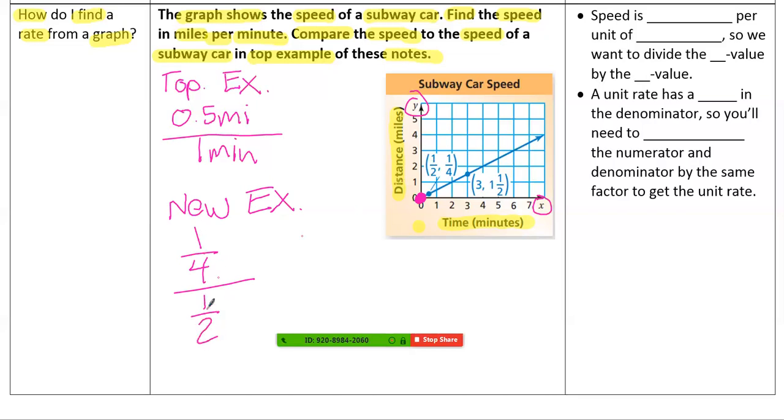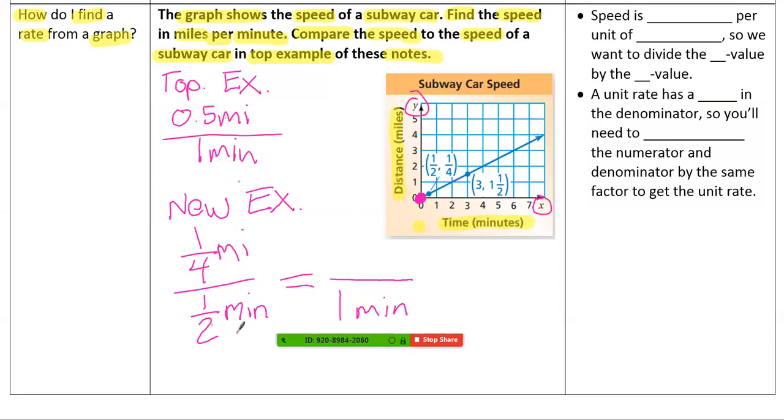I know this looks weird. I call it a frackwich, but it's really called a complex fraction. Now this is 1/4 of a mile, the y value, over the x value, per 1/2 minute. Do we usually write speed as a complex fraction? No, we want 1 in the denominator. We want 1 minute. And why do we want a unit rate? So we can compare it to the top example.